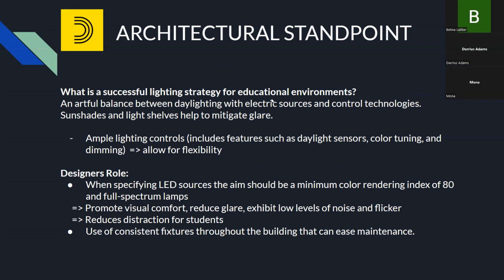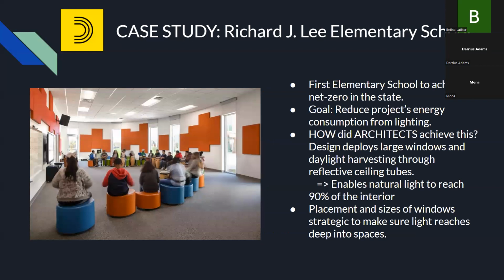So what is the designer's role? When specifying LED sources, the aim should be a minimum color rendering index of 80 and full spectrum lamps. This promotes visual comfort, reduces glare, and exhibits low levels of noise and flicker. It reduces the distraction for the students. The following case study demonstrates the controlled use of daylight in an educational environment.